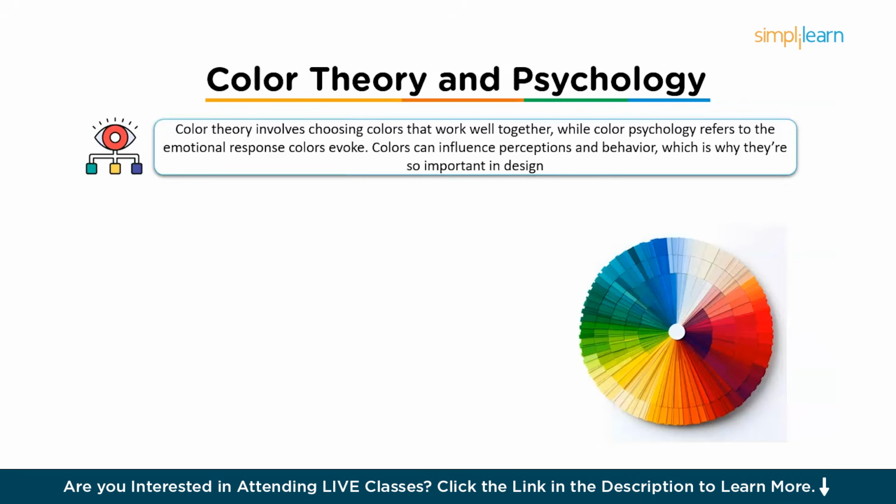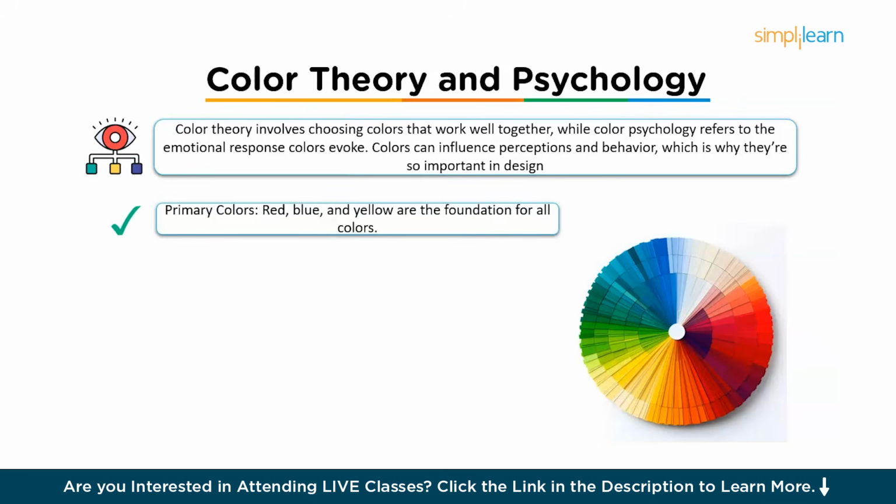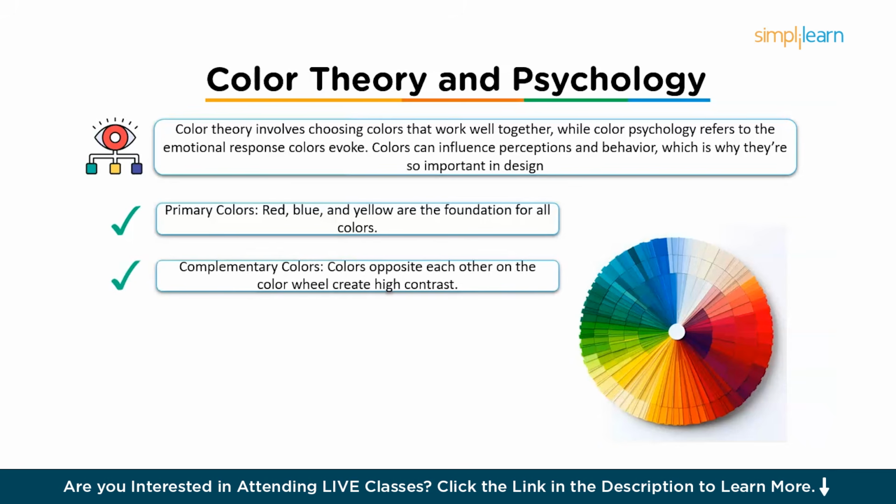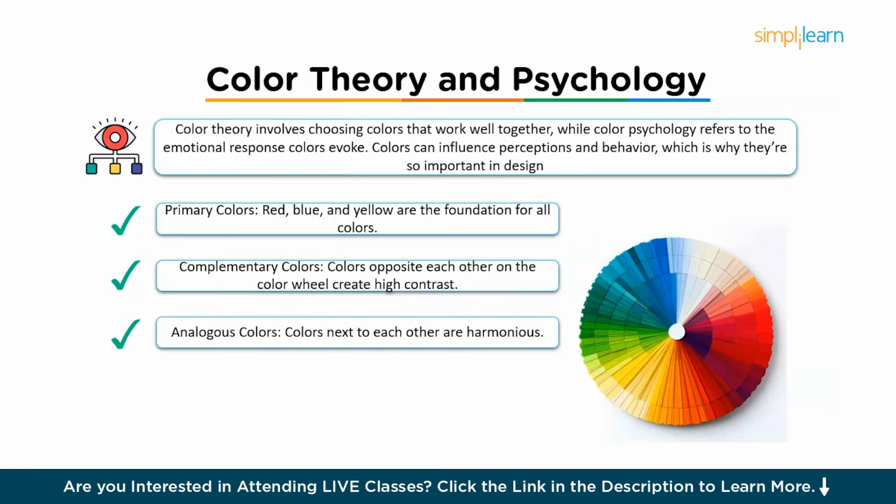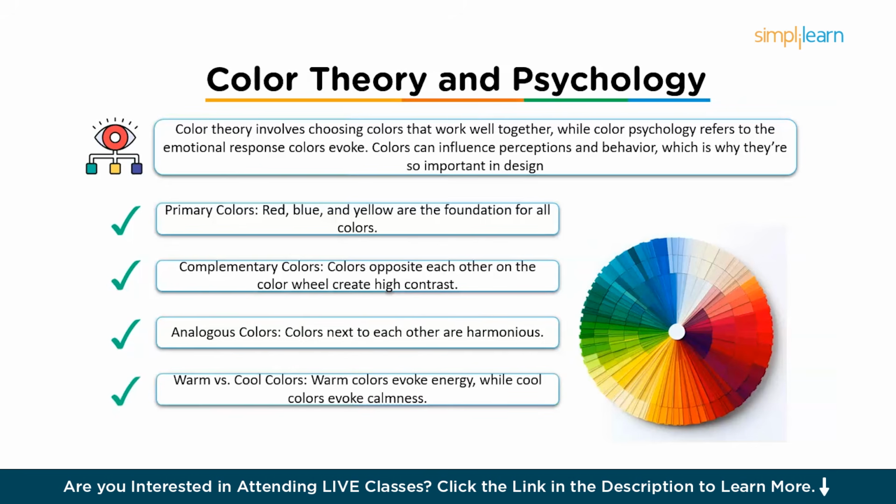Some of the key concepts are primary colors, such as red, blue and yellow, which are the foundation for all the colors. Then we have complementary colors, the colors opposite each other on the color wheel, like red and green, which create high contrast. Then we have analogous colors, that is, colors next to each other, like blue, green and teal, which are harmonious. Then we have warm versus cool colors. Warm colors such as red and yellow evoke energy, while cool colors like blue and green evoke calmness.